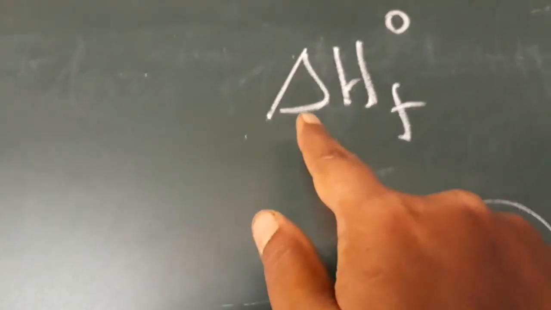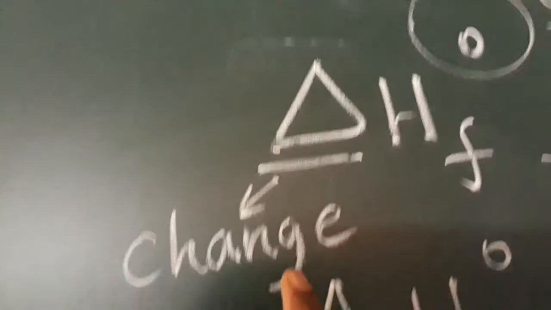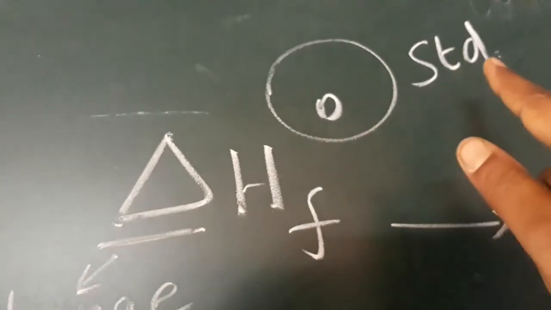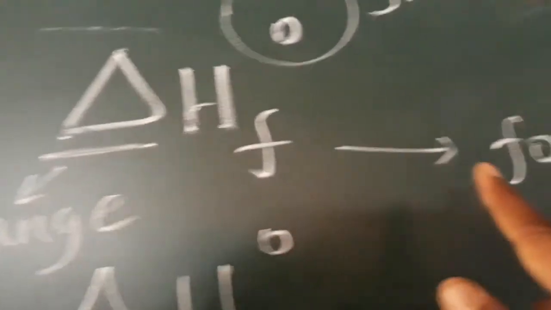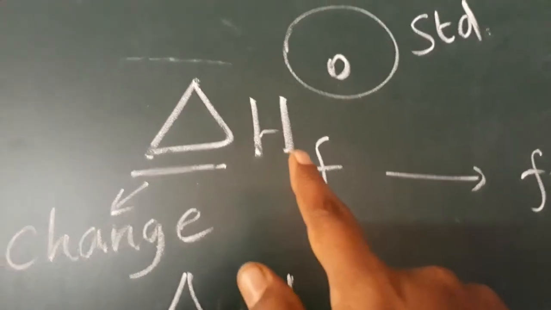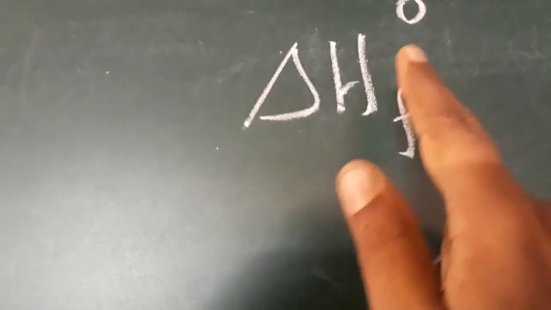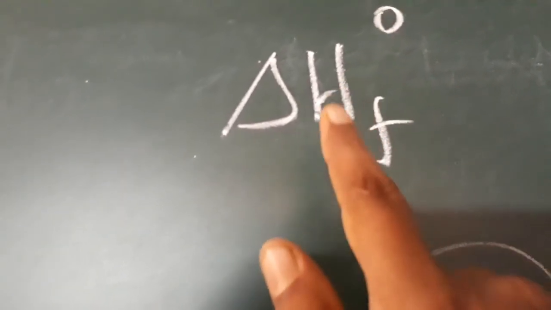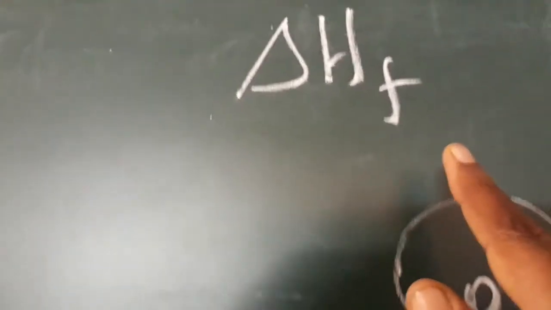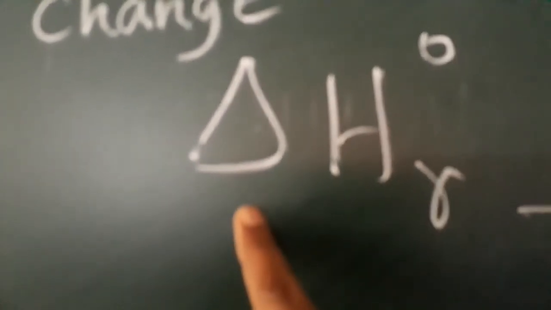this delta, the triangle, is called delta, and delta means change. This degree symbol means standard, and this F means formation, and this H indicates that it is enthalpy. So this symbol indicates the standard enthalpy change of formation. Standard enthalpy change of formation. Next, this one is the standard enthalpy change of reaction, where r means reaction.